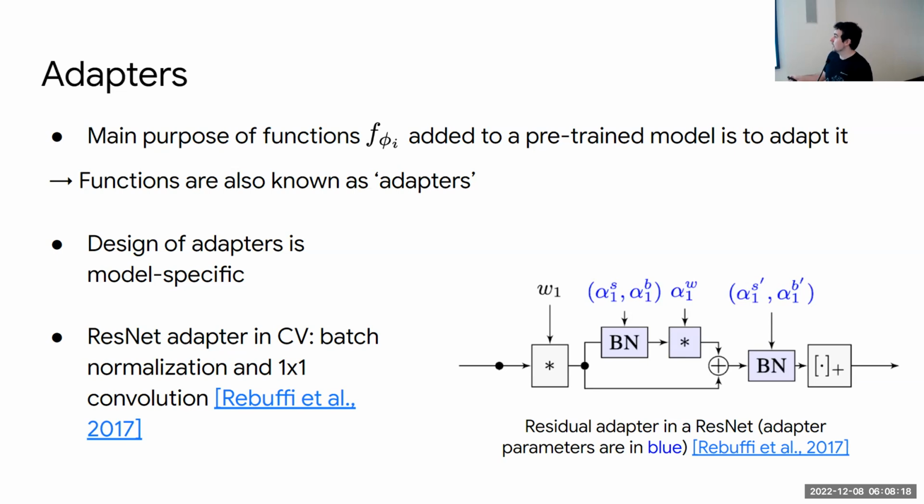In this case, the adapters consisted of a batch normalization and a one-by-one convolutional operation, because this is one of the most effective ways to deal with the input modality of images in computer vision.